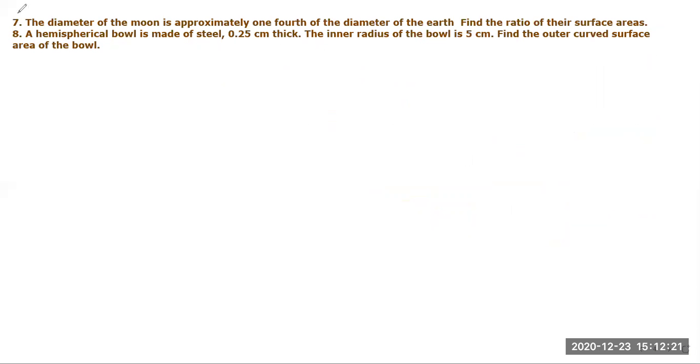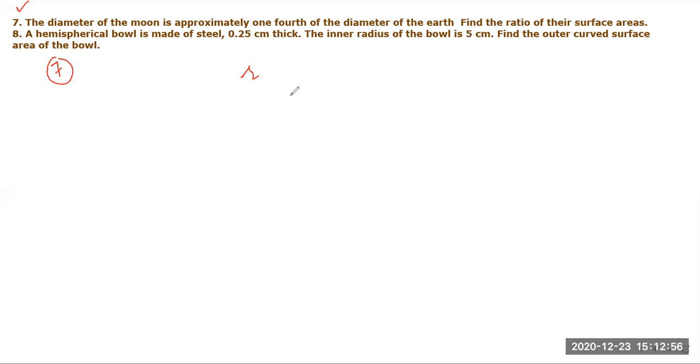Now, seventh question. Students, seventh question is the diameter of the moon is approximately 1/4 of diameter of Earth. Oh, beautiful. So we can write this statement. Students, if you want to be good in mathematics, learn to write whatever is written in mathematical language. Okay? Can you tell me, Arman, how I can write this? The diameter of moon is approximately 1/4 of diameter of Earth.